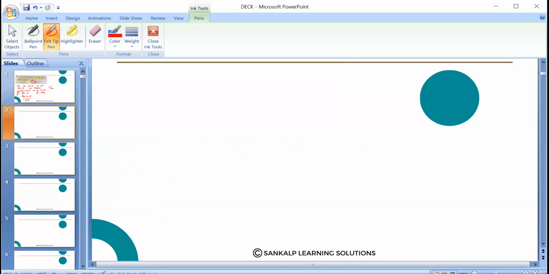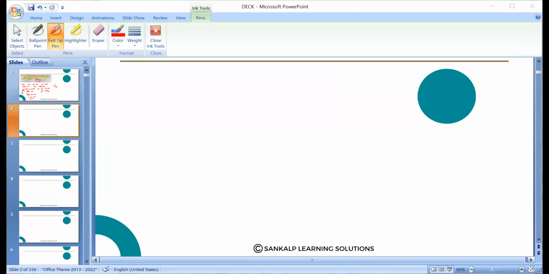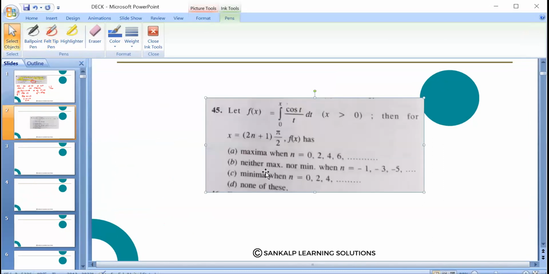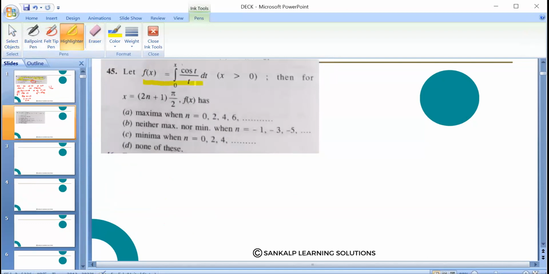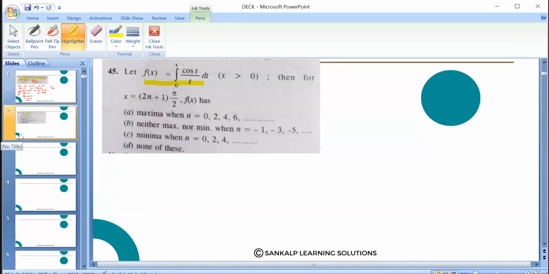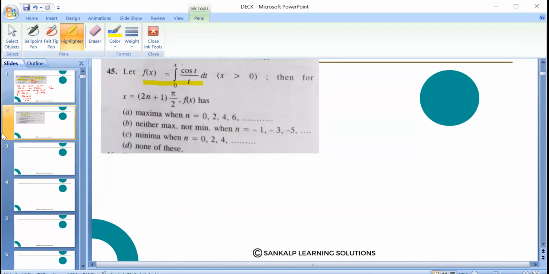Okay, next we will go to question number 45. Let f of x be integral 0 to x cos t dt. Then for x equal to odd number into pi by 2, f of x has maxima or minima, whatever it is, you have to find.